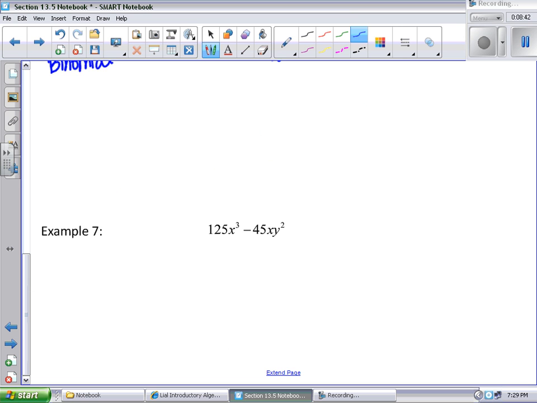Let's look at example 7. Number 1, do we have a greatest common factor? And the answer here is yes. Numbers that end in 5 always have a factor of 5. 125 is 5 times 25, minus 45 is 5 times 9. I have x times y, and I have x times x times x. They have in common 5, and they also have one factor of x in common.